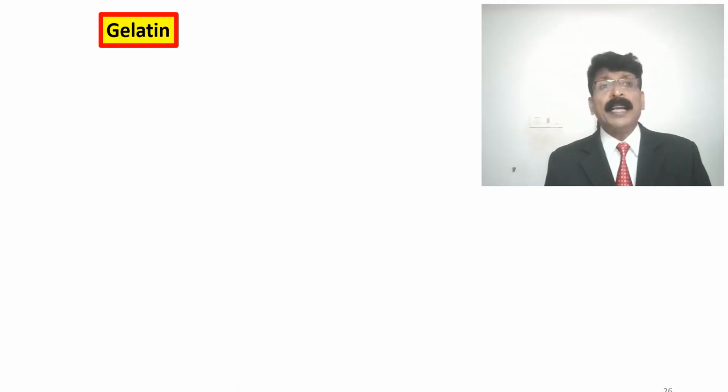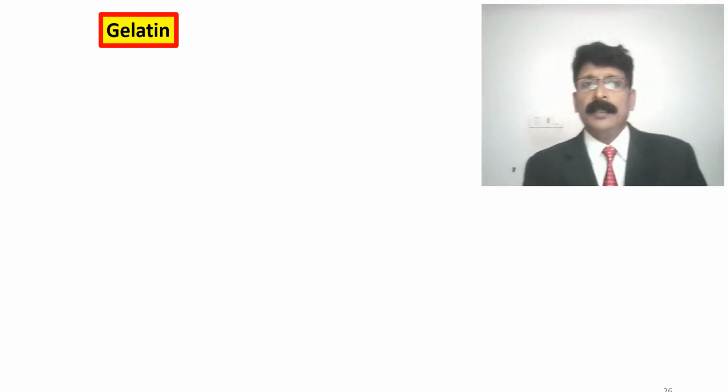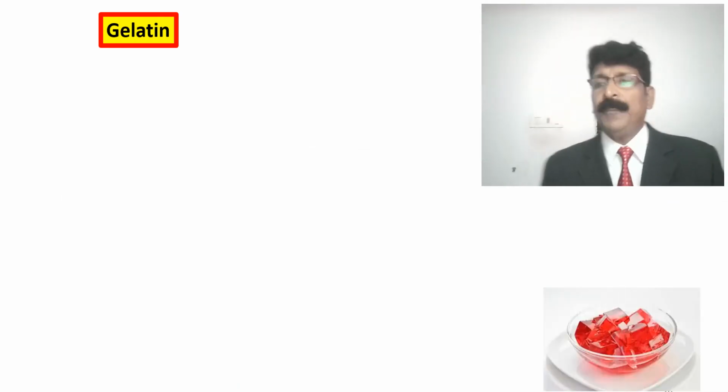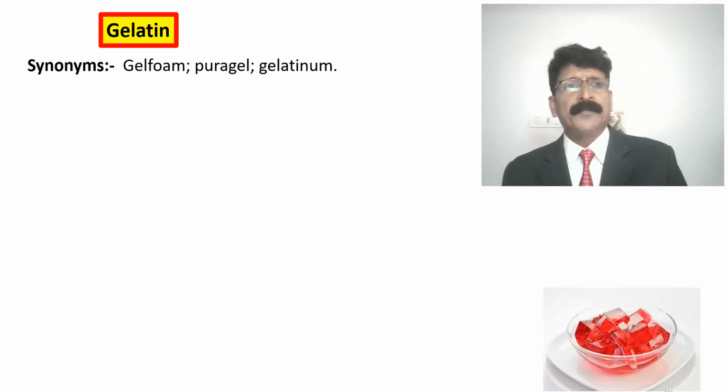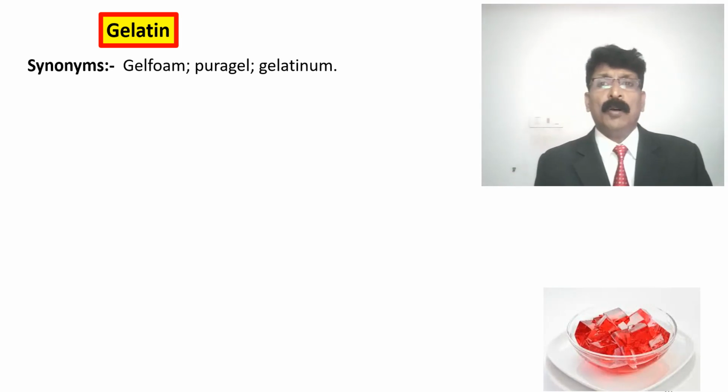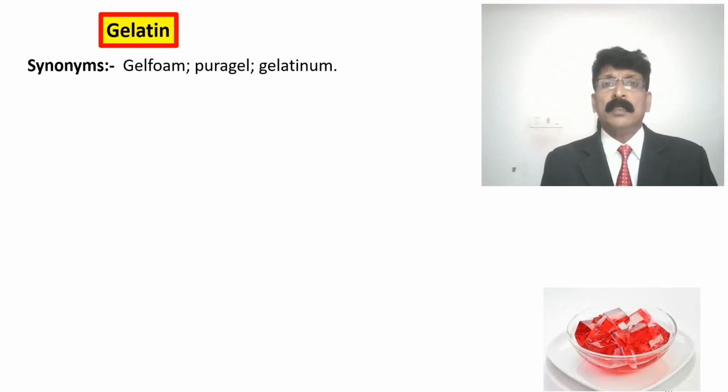Now we come to the example of gelatin. Repeatedly they have asked about protein, gelatin, because we are using it more in the pharmaceutical industry and food industry. Synonyms: gel form, purogel, gelatinum.